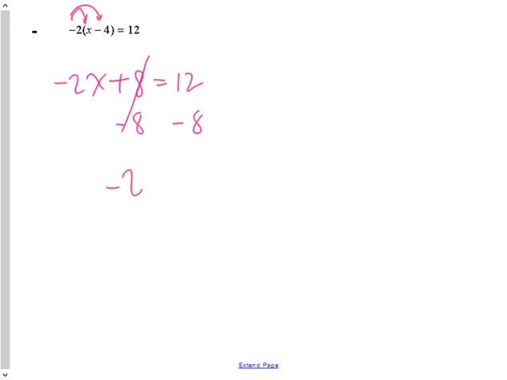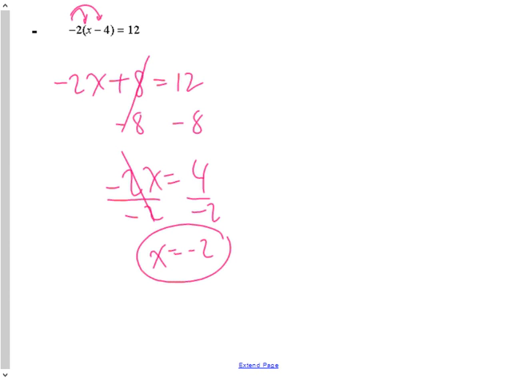Subtract 8 from both sides. Negative 2x equals 4. Divide both sides by your coefficient, and x will equal negative 2.